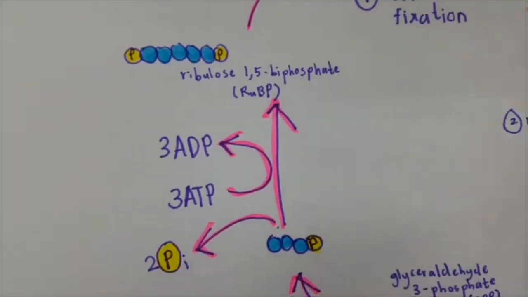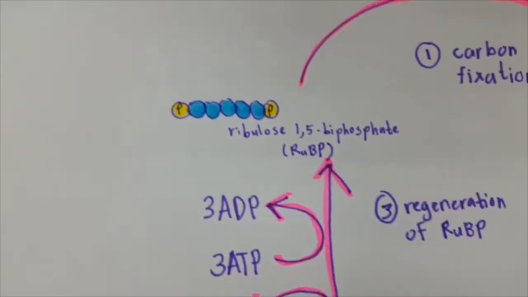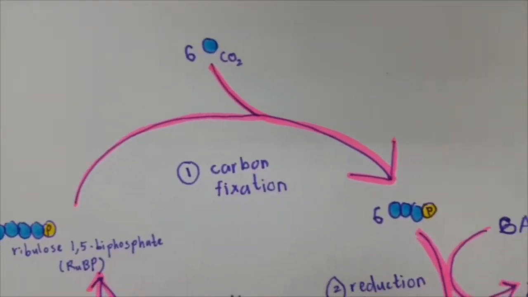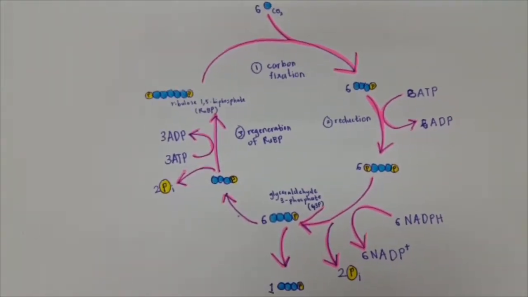So there are 3 steps: carbon fixation, reduction and regeneration of RuBP. That concludes the Calvin cycle.